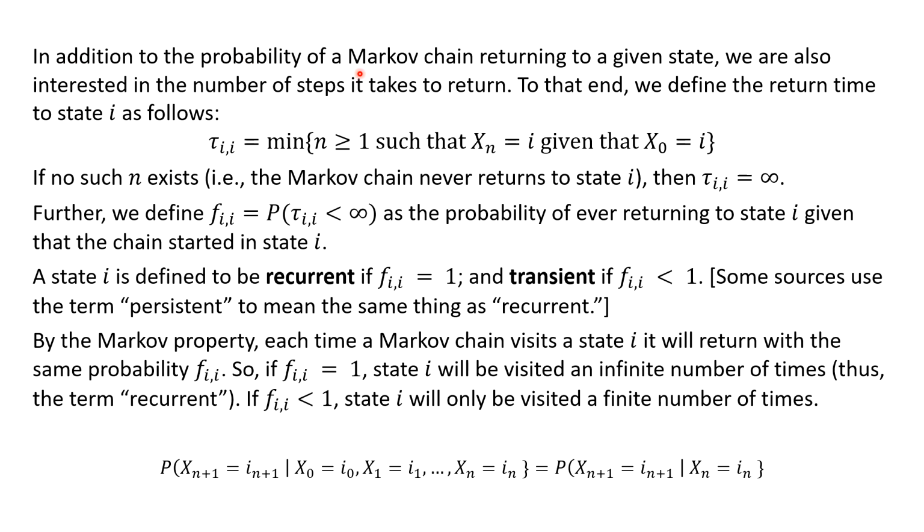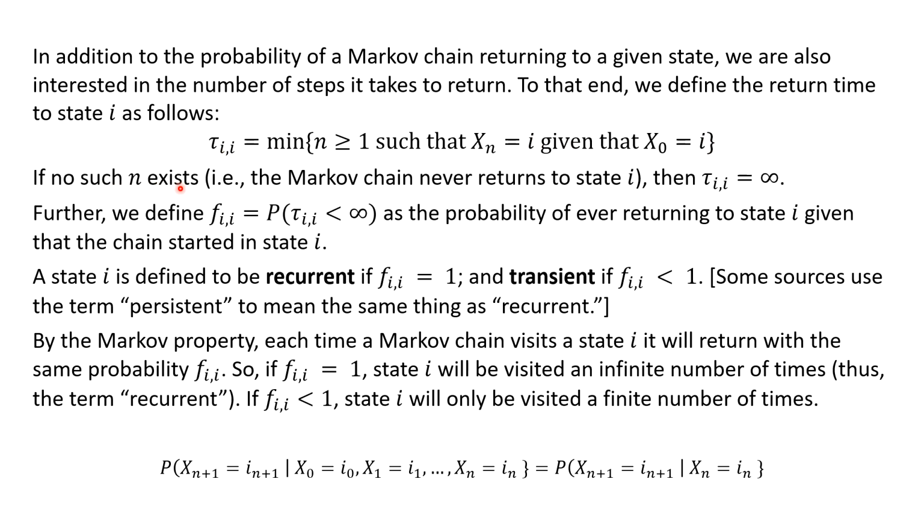In addition to the probability of a Markov chain returning to a given state, we're also interested in the number of steps it takes to return. And to that end, we define this quantity here, tau ii, and that's the minimum n, an integer greater than or equal to 1, such that X sub n, the random variable representing the Markov chain, equals i, given that you started in state i. So the minimum number of steps getting back to where you started from for a given state.